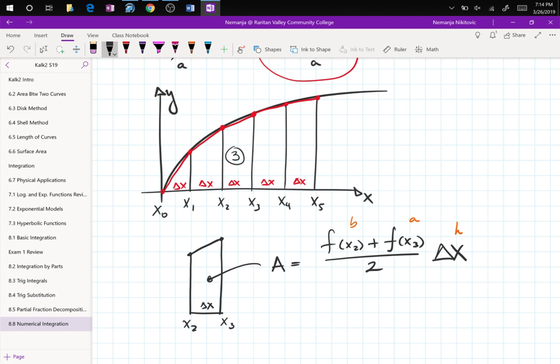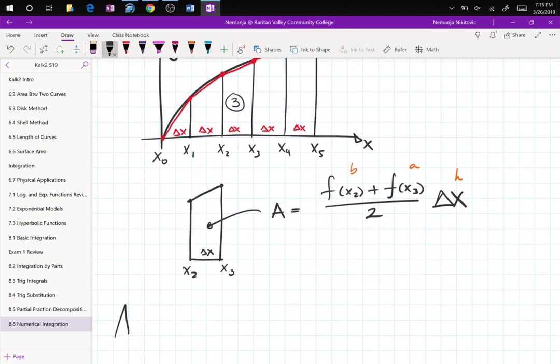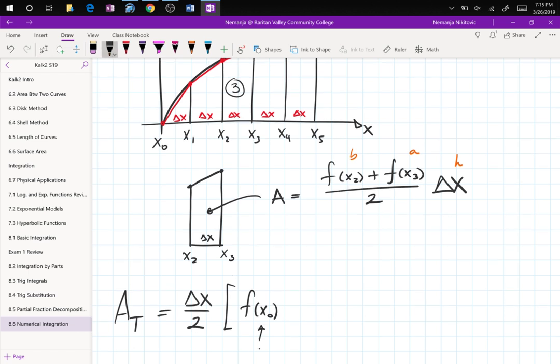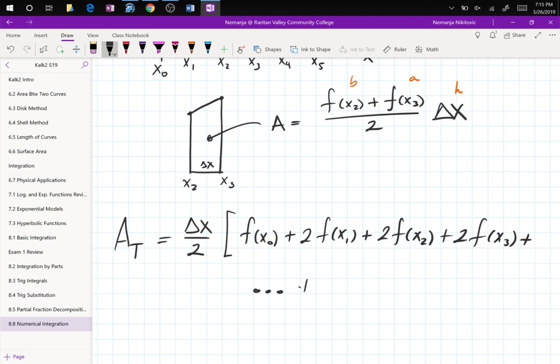Which explains the pattern that we have for the trapezoid rule. The pattern for the trapezoid rule, area of trapezoids, is going to be delta x over 2, and now I have f of x0, that's the first value. This x0 is always, by the way, your a in the integral. And then you have plus 2 f of x1 plus 2 f of x2 plus 2 f of x3 plus dot dot dot plus 2 f of x_{n-1}, and finally plus f of xn, the last term, that's, by the way, your b. So note the pattern.